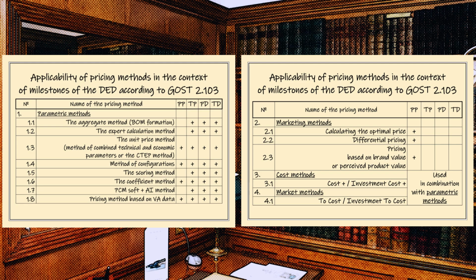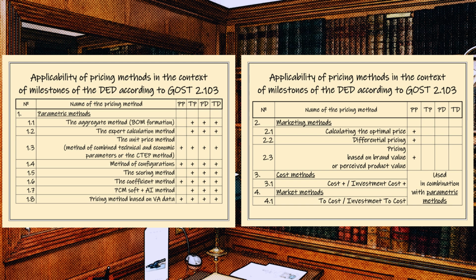So, let's proceed directly to the consideration of pricing methods, which are shown on the slides currently displayed on the screen. First, parametric methods. 1.1 The aggregate methods, BOM or bill of material method. The first group is parametric methods, a general description of which has already been given above.